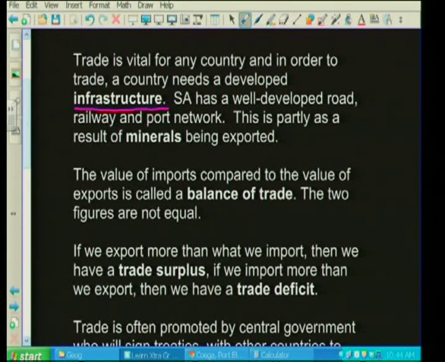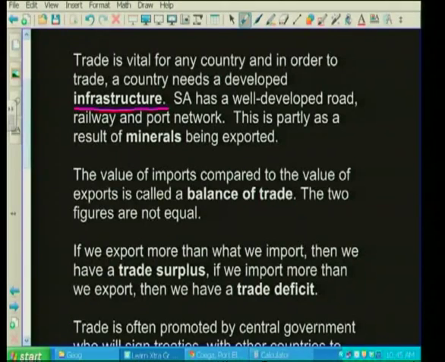Now, that's what I've just been talking about in the last couple of slides. Our airports, our ports, our railway lines, our road network, our pipelines, all of those are what we call infrastructure, where we can basically get to and from and transport material and goods, as well as things like services even, or finished products, from one place to another. South Africa has a very well-developed road, railway and port network.